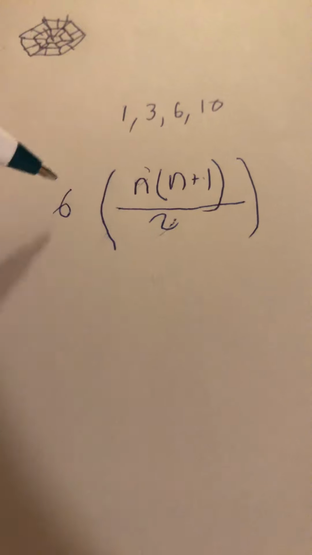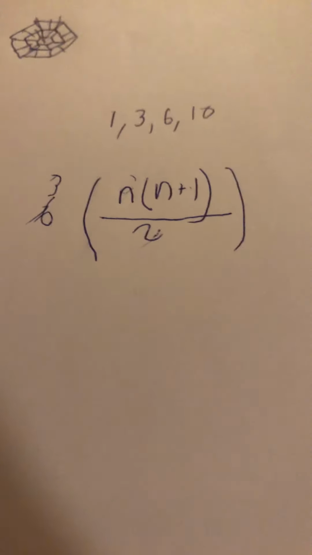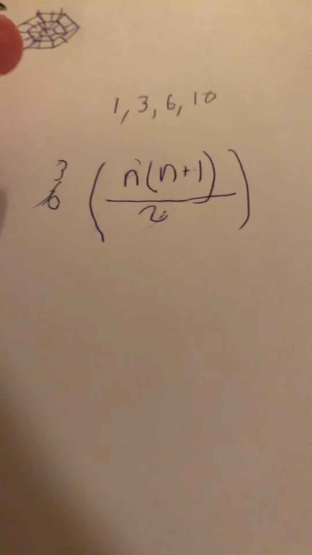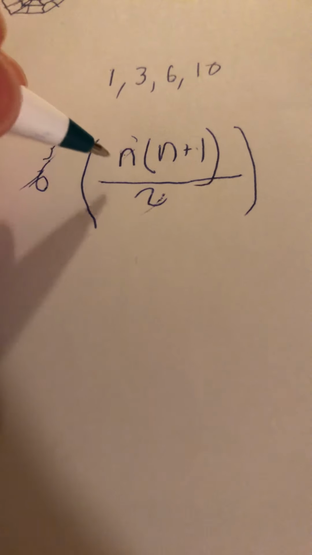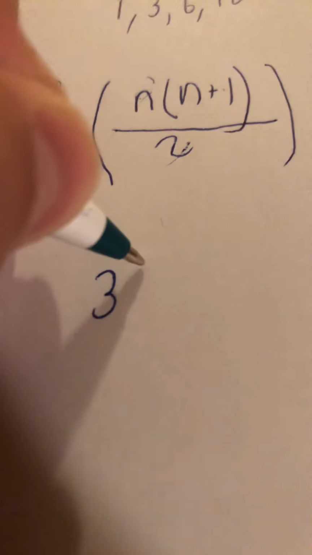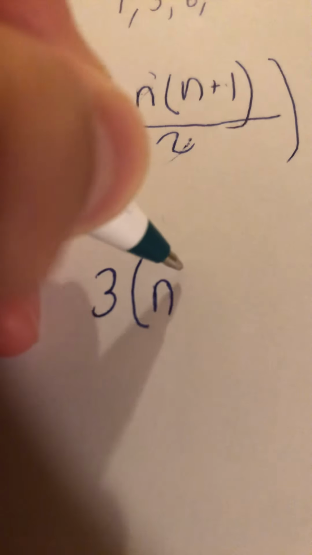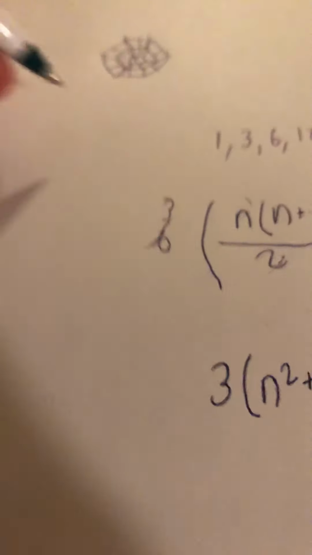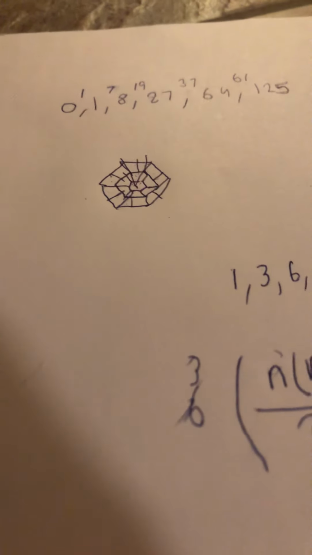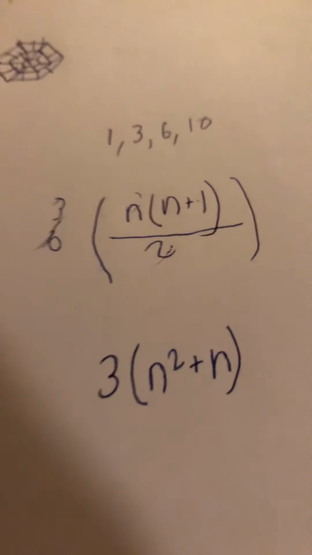So 6 and the 2 can kind of cancel to give me a 3. Okay? So you can either write it as 3n times n plus 1, or I kind of like to write it as 3 times n squared plus n. And I will show you why in a minute. And then we just have to account for the fact that there is this central piece that our triangle numbers might not be accounting for. So we're going to add an extra 1 to that.